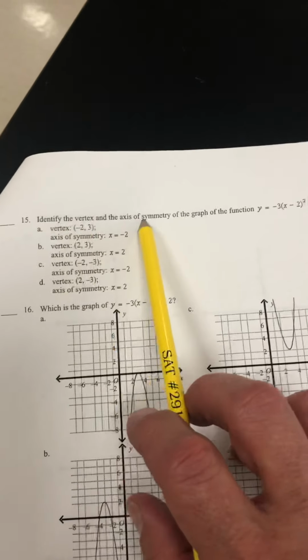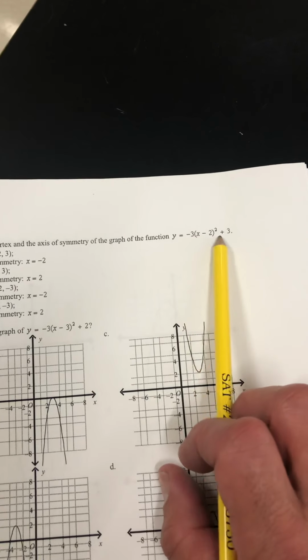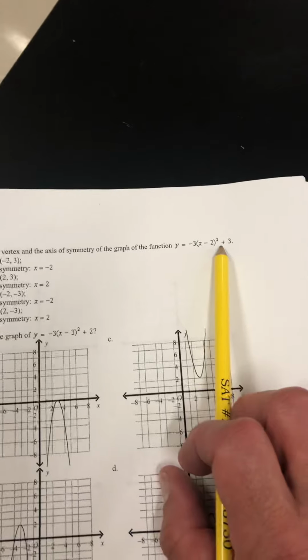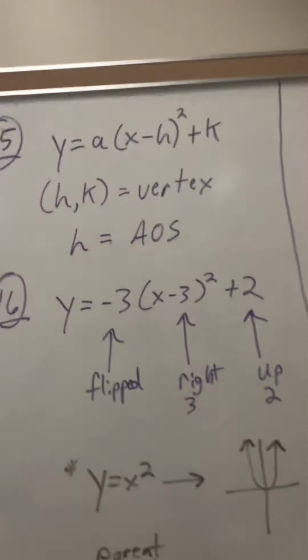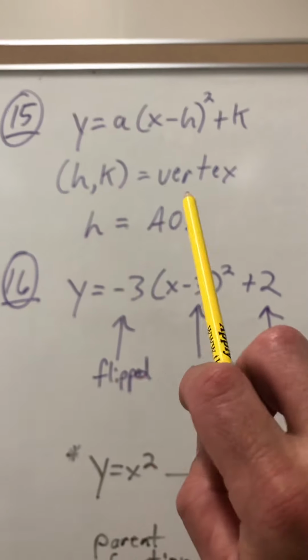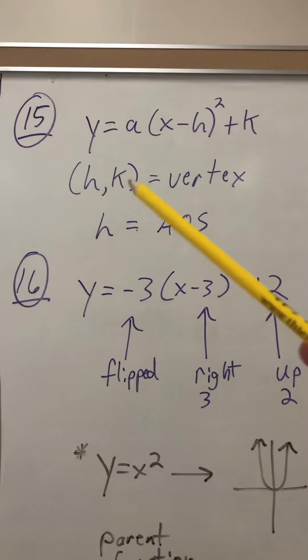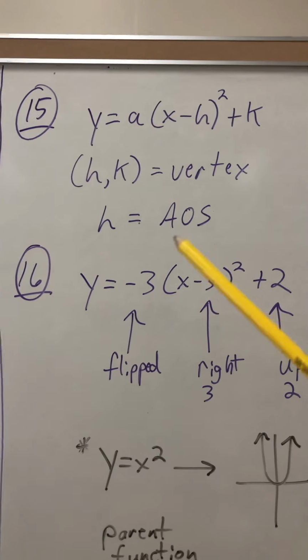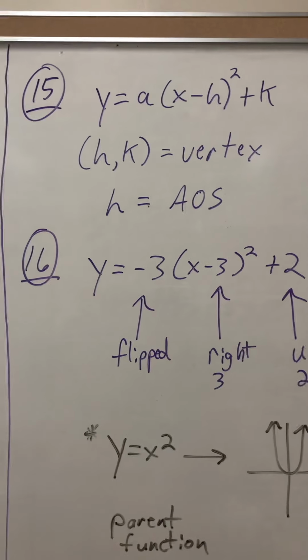For number 15, we have to identify a vertex and the axis of symmetry of the graph of the function. So you have this in vertex form. Now remember, and you're going to choose A, B, C, or D, obviously, but remember in vertex form, the h is the x value of the vertex. The k is the y value of the vertex, okay? The axis of symmetry, that's AOS, is going to be whatever that h value was, okay?